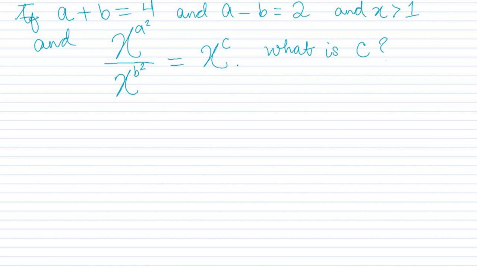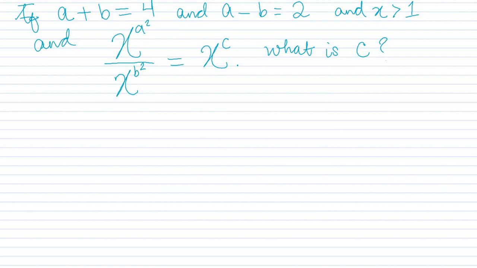So in this particular video, we're going to be solving the problem on the screen, which is: if a plus b equals 4 and a minus b equals 2, and x has to be greater than 1, and x raised to the power of a squared divided by x raised to the power of b squared equals x raised to the power of c, what is c?